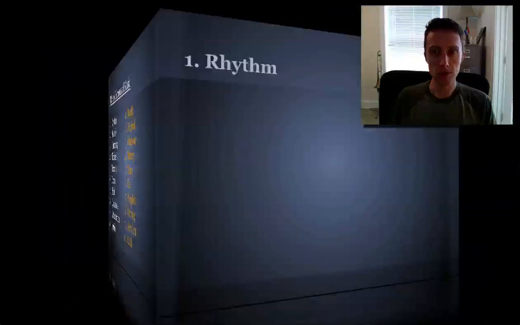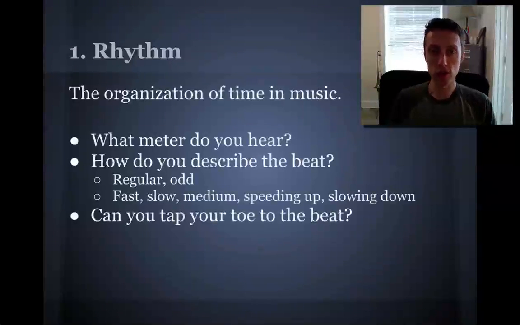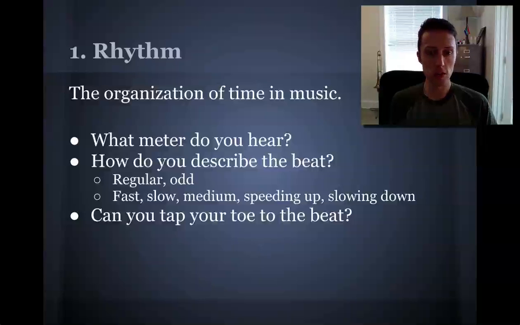But let's get started with rhythm, number one. Rhythm is the organization of time in music. So it's how we divide up time. Is it even? Is it odd? What kind of meter do you hear? Can you feel the beat? Can you tap your toe to the beat? Can you identify what the beat is? Is it slow? Can you describe it? Fast, slow, medium? Does it speed up? Does it slow down? Does it speed up and then slow down? Lots of different ways to think of rhythm that we're going to get into, but just on a basic level, rhythm means the organization of time in music.